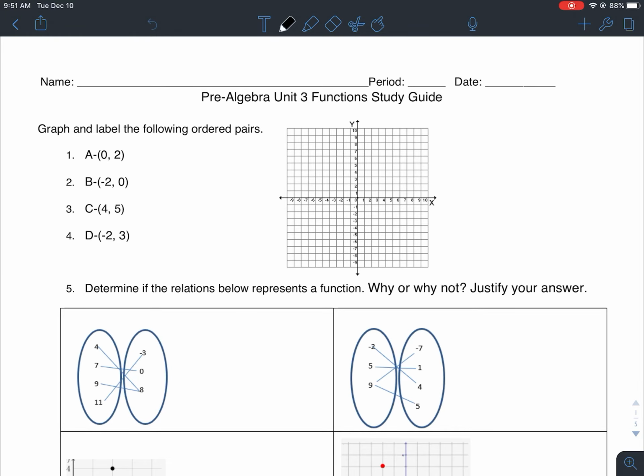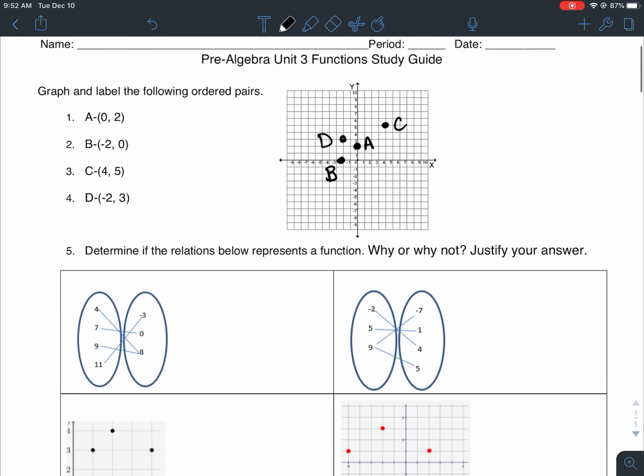So I'm just going to graph these points for 1 through 4. A is going to be 0, so we don't go back and forth at all, we just go up 2. So there's A. B is going to be to the left 2 and don't go up and down at all. C is going to be 4, 5, so we're going to go over 4 and up 5, that's C. And then D is -2, 3, which is like up here. So that would be that first part there.